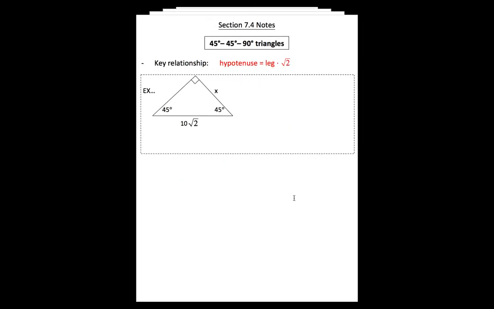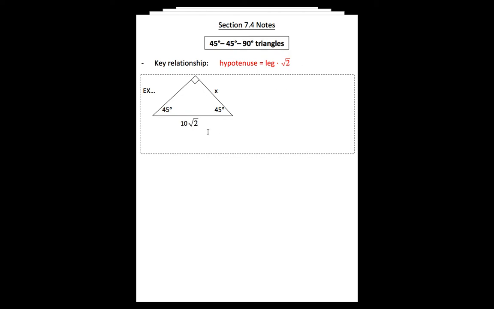So if we start applying some of that logic then to a couple of key relationships that we know about special triangles, the first of those special triangles is what's called a 45-45-90 triangle, or an isosceles right triangle. The key relationship you want to keep in mind here is that the hypotenuse, or the longest side of this triangle, is equivalent to the length of either of the legs times the square root of 2. And what this relationship does is it saves us a tremendous amount of time so that we don't have to use the Pythagorean theorem to solve for the lengths of one of our sides.